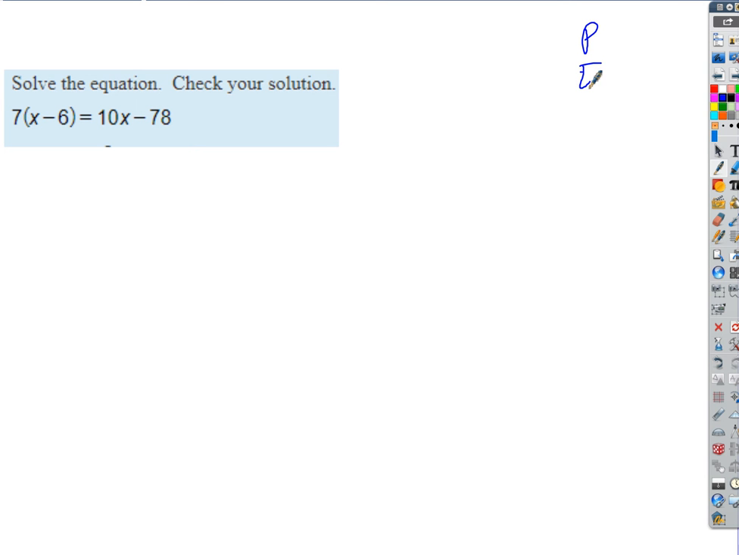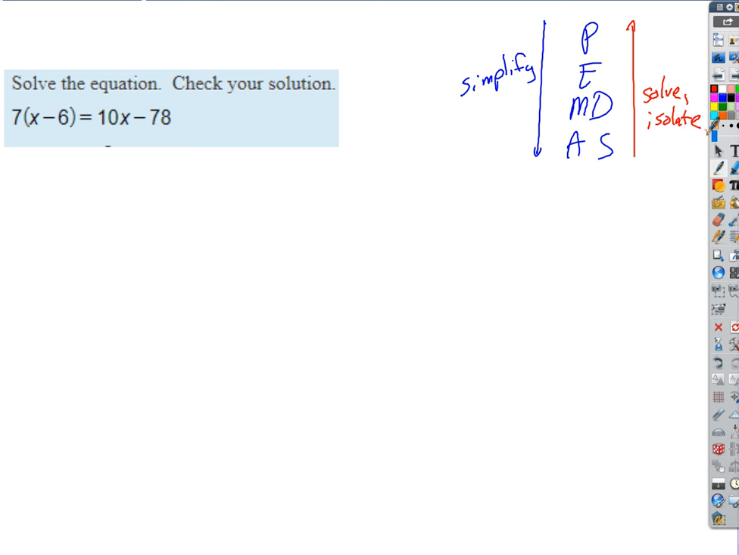So here's how this works. We've got our PEMDAS tree, or GEMDAS, whatever you want to call it. So we talked about simplifying. The simplifying direction is top to bottom. What do we do when we're solving? Bottom to top. So we reverse the order of operations direction. And when we solve, which is the same thing as isolating a variable, we go bottom to top.